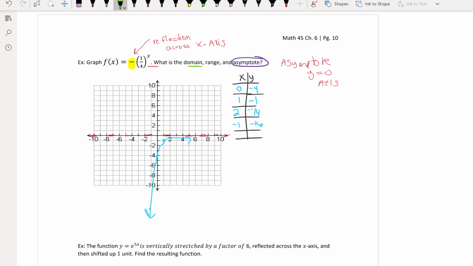So now I can tell you my domain, that's my x values. So my domain is going to go from negative infinity to positive infinity. I can tell you my range, my y values. The smallest y value here is negative infinity, and the biggest y value is 0. And I already have my asymptote. Okay.